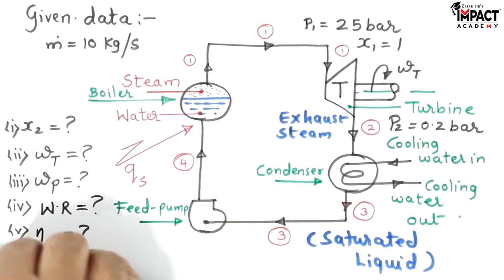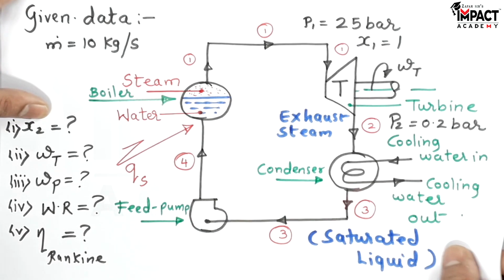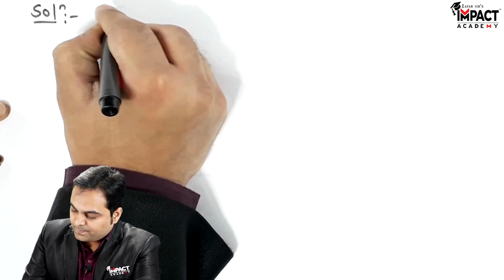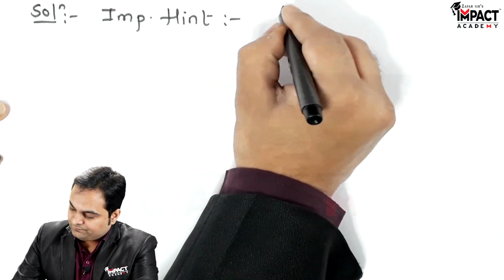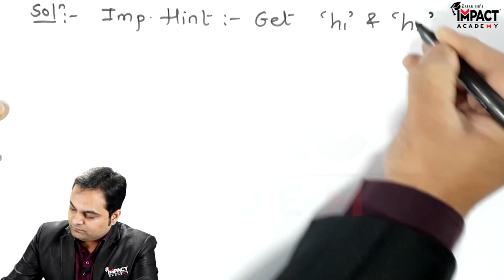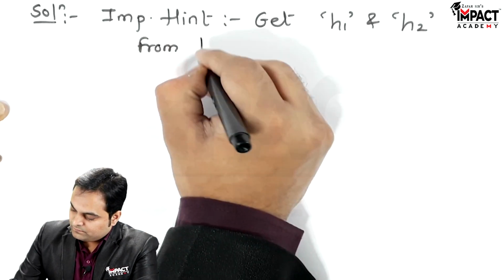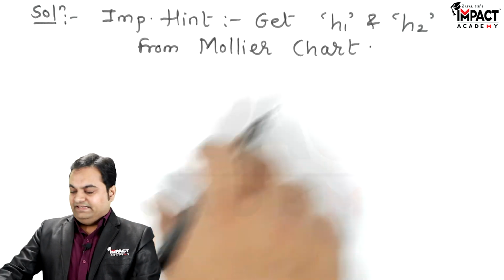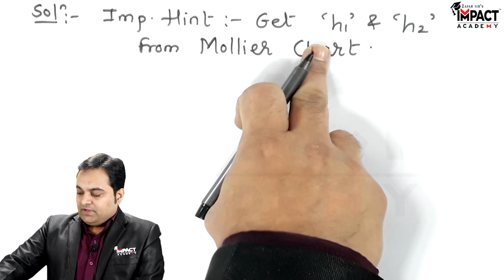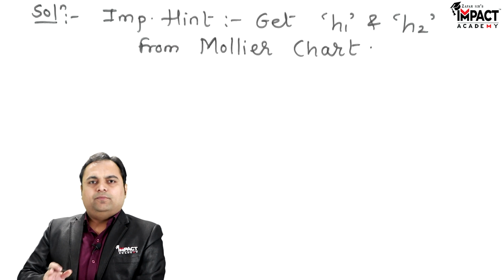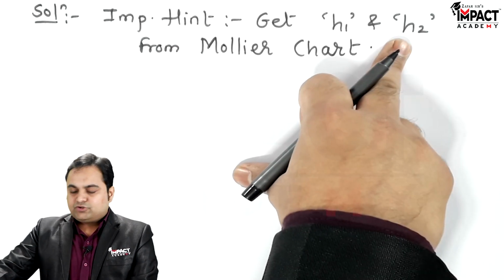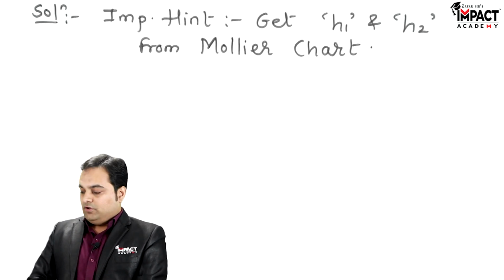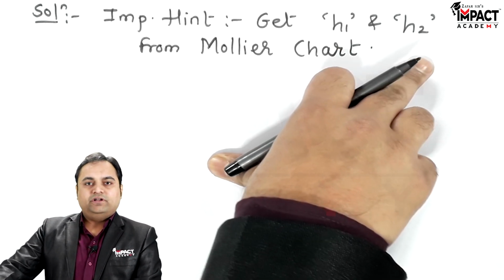Now how to get that? For that I am writing an important hint here into the solution part. So here the hint is get H1 and H2. Now what are H1 H2? H1 is the enthalpy of the steam which is leaving the boiler or entering the turbine. H2 is the enthalpy of the steam which is coming out from the turbine, or we can say the exhaust steam. So both the enthalpies we have to get from the Mollier chart first.